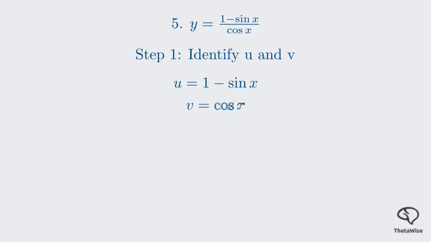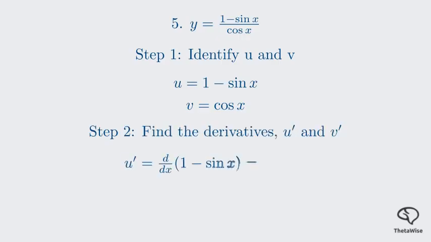Our fifth example is a fraction, so it's a job for the quotient rule. The function is y equals the quantity 1 minus sine x, all divided by cosine x. We need to identify our numerator u and our denominator v. Let u equal 1 minus sine x and v equal cosine x. Next, let's find their derivatives, u prime and v prime. The derivative of 1 is 0, and the derivative of negative sine x is negative cosine x. So u prime is negative cosine x. The derivative of v, which is cosine x, is negative sine x.